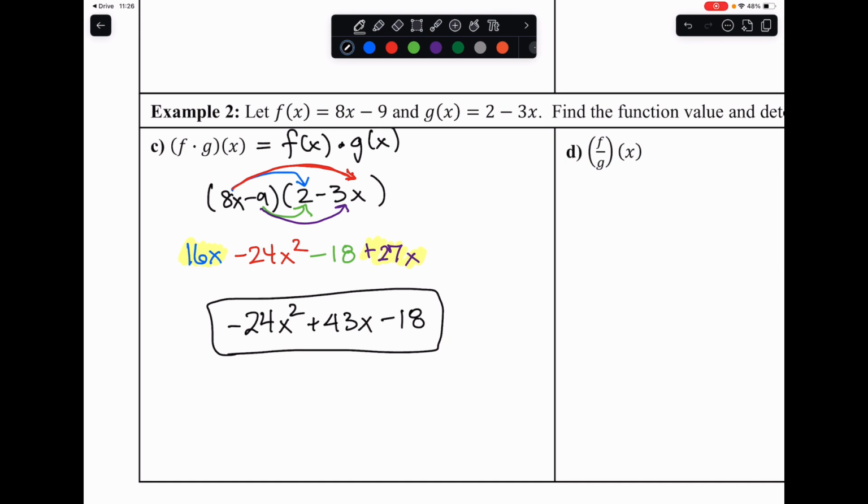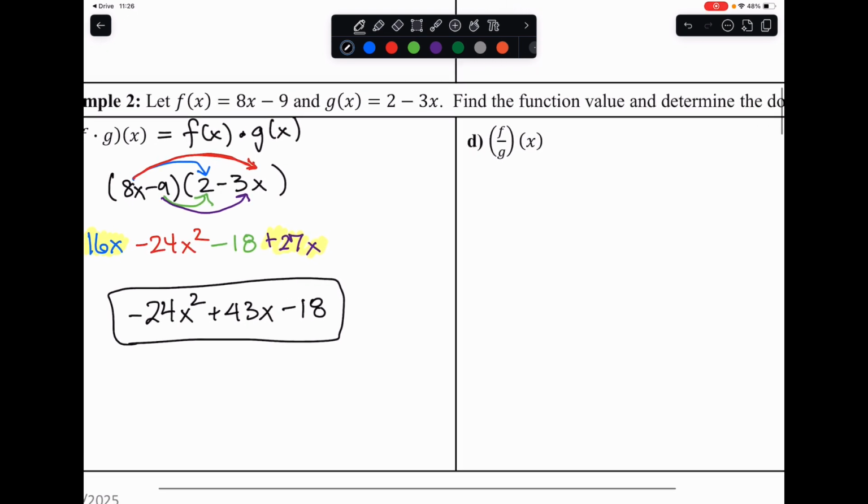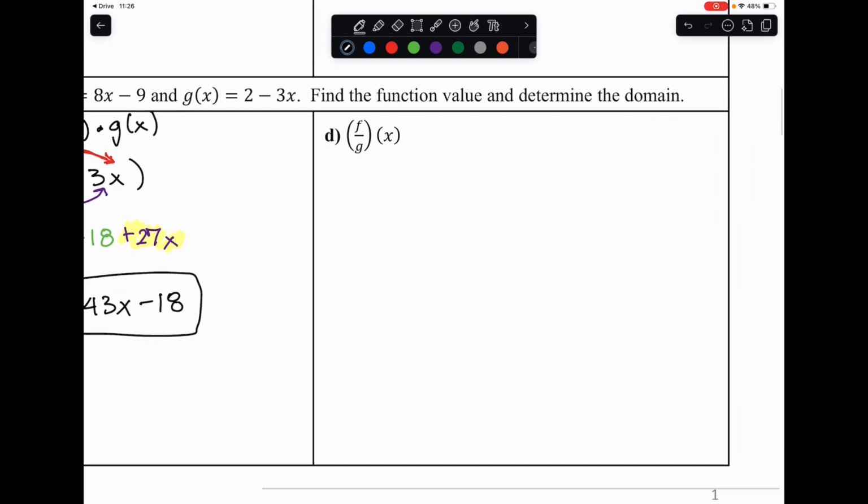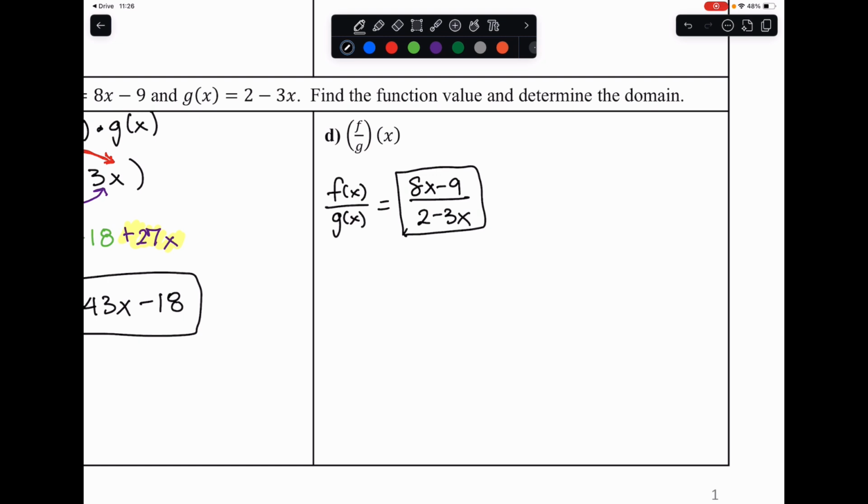Now, if we look at the next example of example 2, 2D, here we want to get the ratio. This notation means that I simply want the ratio of f of x over g of x. We're not going to actually do any division, at least not today. So here, f is 8x minus 9, and g is 2 minus 3x. So that would be your answer for these type of problems here.